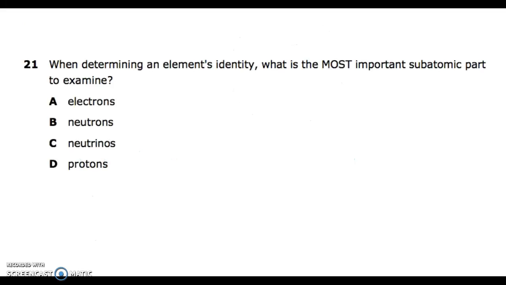Number 21. When determining an element's identity, what is the most important subatomic part to examine? A. Electrons. B. Neutrons. C. Neutrinos. D. Protons.